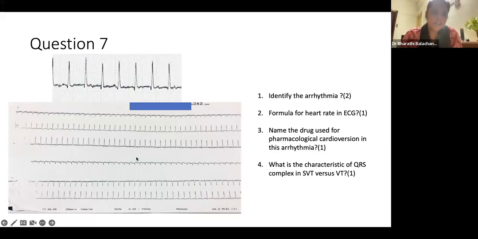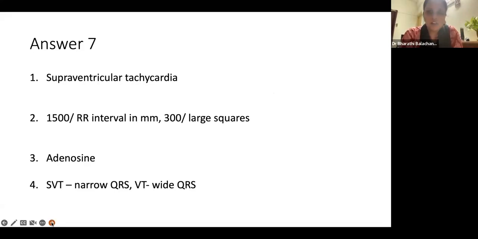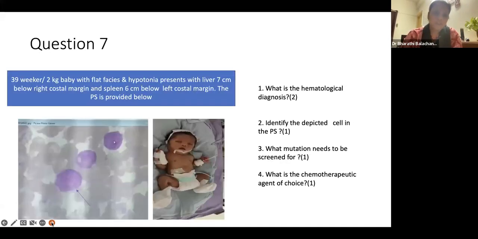Yeah, so as somebody said, I think many people have answered. Again, Nisha, Rutvi, Haribabu, Ravikant, yes. All of you are correct. The answer is supraventricular tachycardia. And you could use the formula of 1500 divided by RR interval in millimeter, that is small squares, or 300 divided by large squares. The drug of choice is adenosine for pharmacological cardioversion. And when you see the QRS complex, it is narrow in SVT generally as a rule of thumb, and wide QRS in VT. So less than 80 millisecond duration is a narrow QRS, more than 80 millisecond is wide QRS.